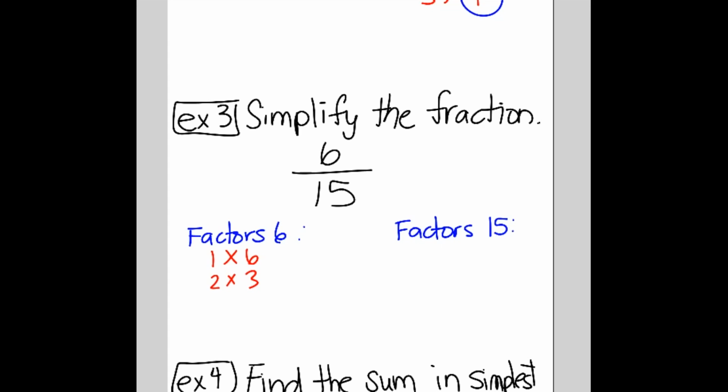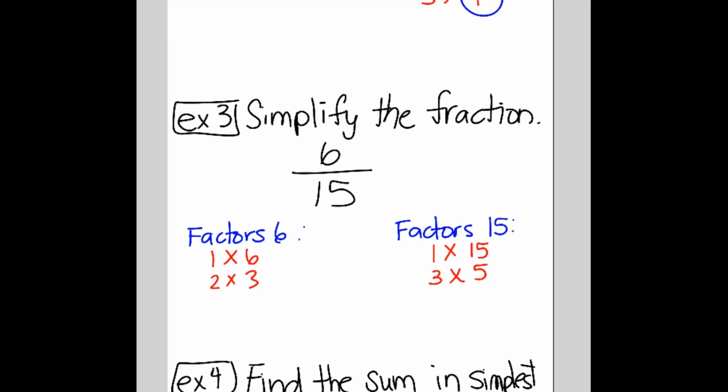Let's do the 15s. 1 times 15, that will give me 15. 15 is not an even number. It is an odd number, so 2 will not work. So let's go to 3. Will 3 work? 3 times what gives me 15? 3 times 5. 4 times anything give me 15? Nope. 5 we already have. 6 times anything? No. 7 times anything? No. 8? No. 9? No. 10? No. 11? No. 12? No. 13? No. 14? No. And we already have a 15 there. So these are our only factors.